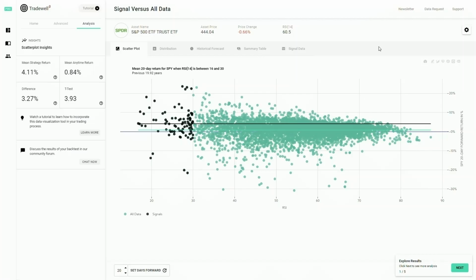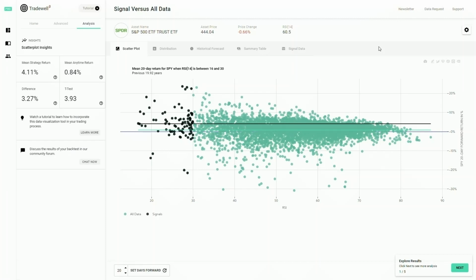This is Tradewell's scatter plot tool. It's the first screen you'll see when you complete a backtest in Tradewell. The scatter plot tool can help you move away from trading on news or hunches and become a trader who's more data-driven in your approach. And this is because the scatter plot helps you understand the relationship between an input metric and the future price of the asset you're trading.